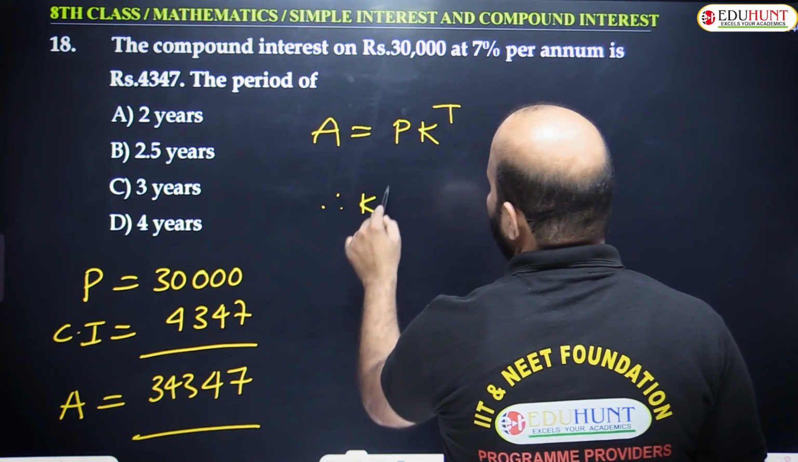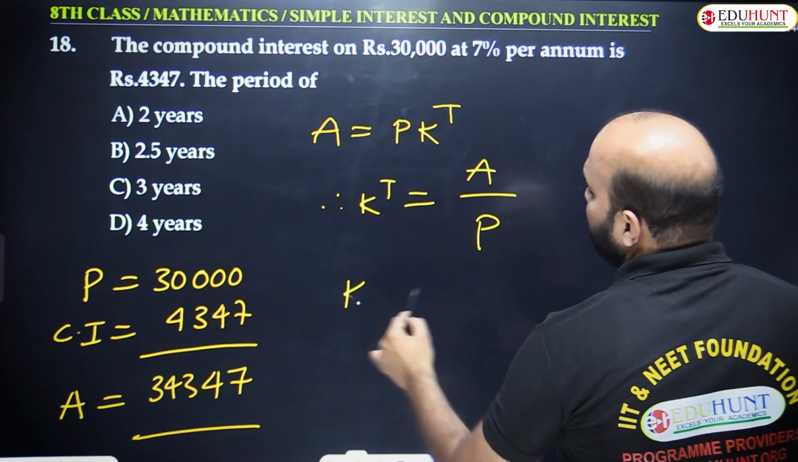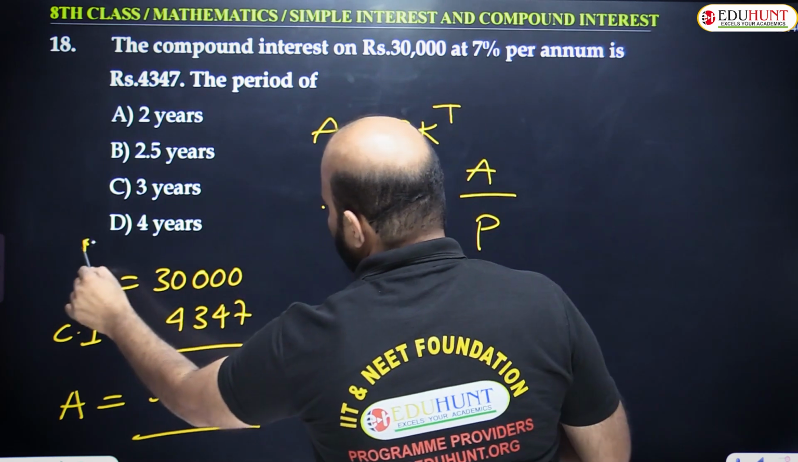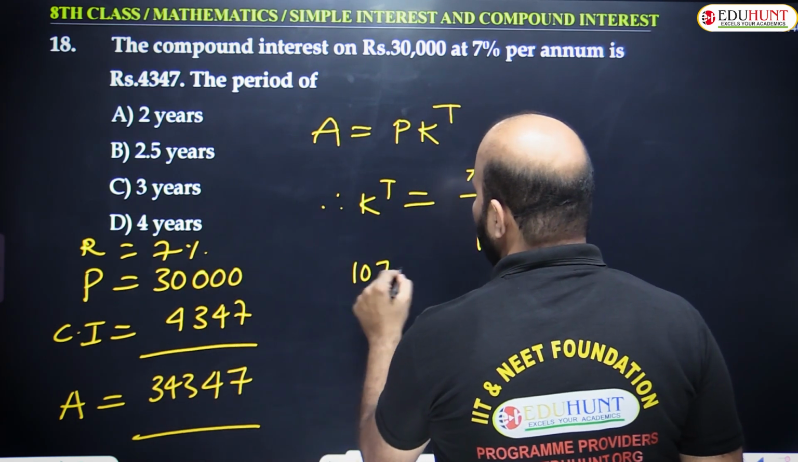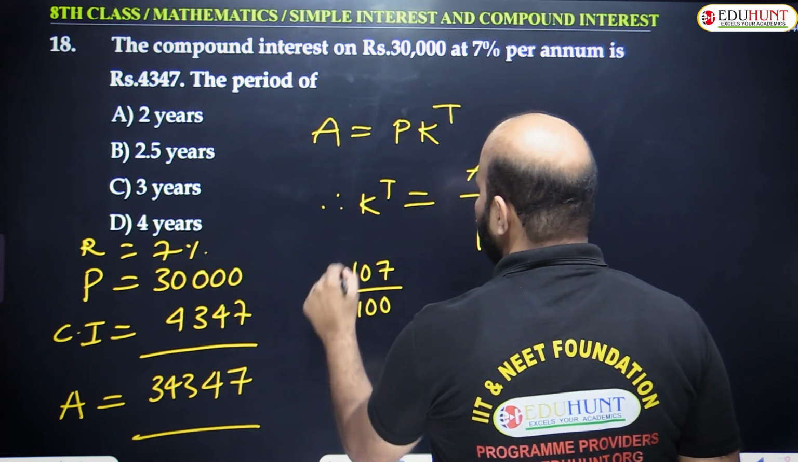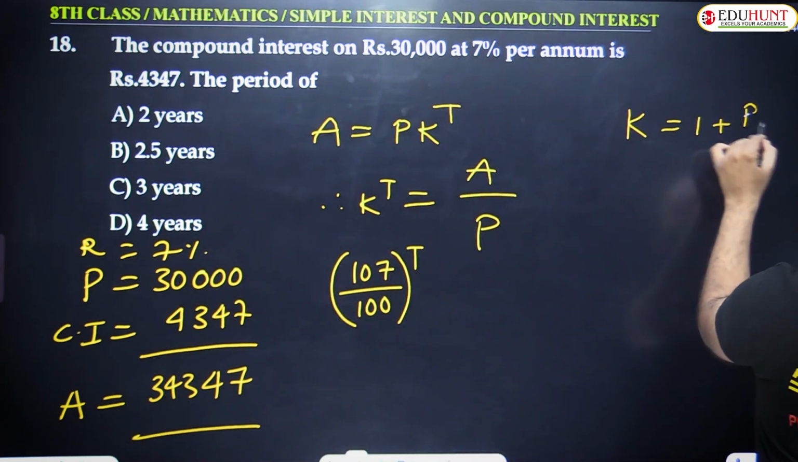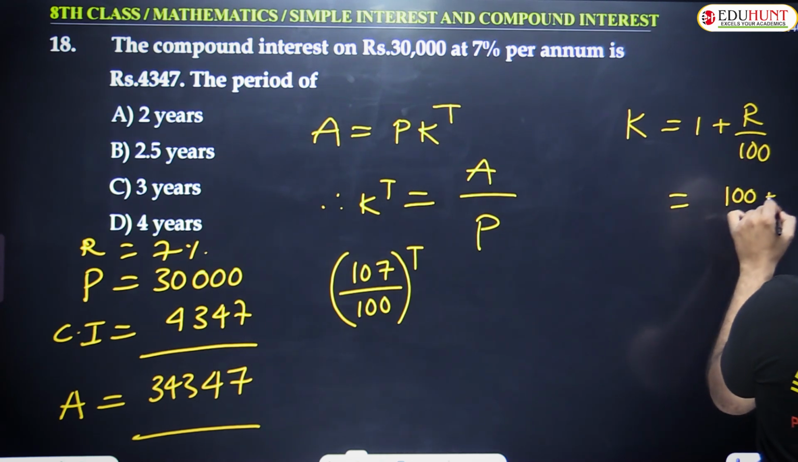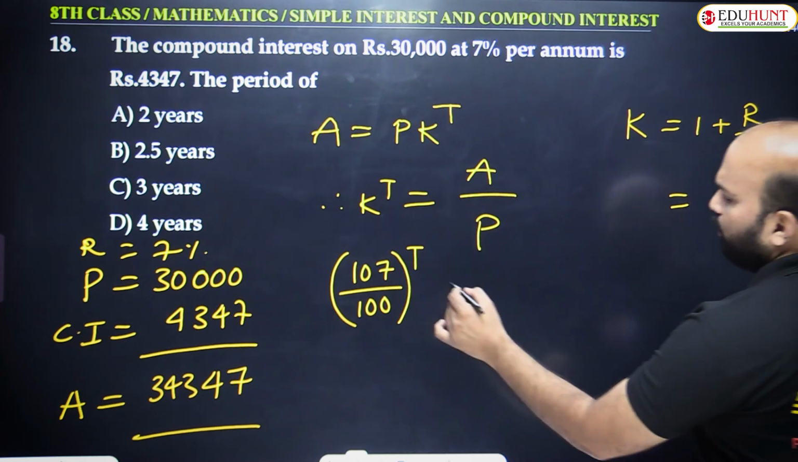Therefore, K power T can be written from that formula as A by P. So K is already R percent; the rate of interest given is 7%. What is the K formula? 100 plus R by 100, nothing but 107 by 100 whole power T. So K equals the inside part, 1 plus R by 100. That means 1 plus R by 100 can be written as 100 plus R by 100. The R value you know is 7, 100 plus 7, 107 by 100 equal to the amount value.